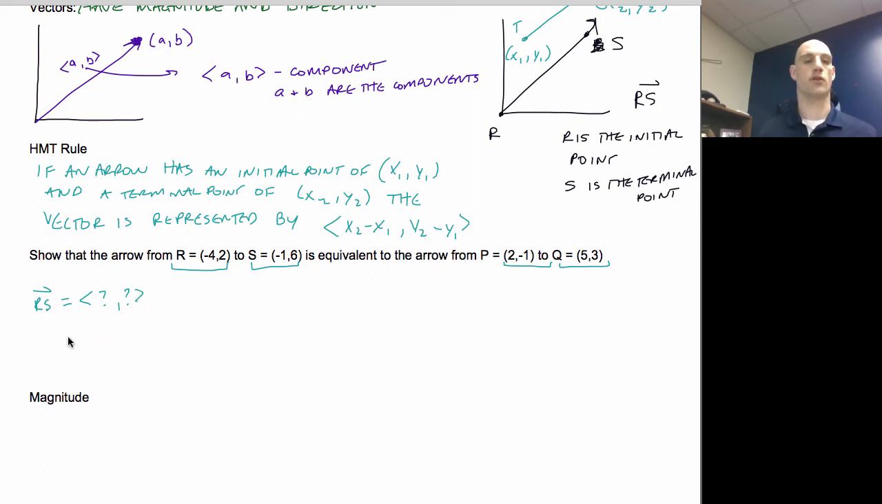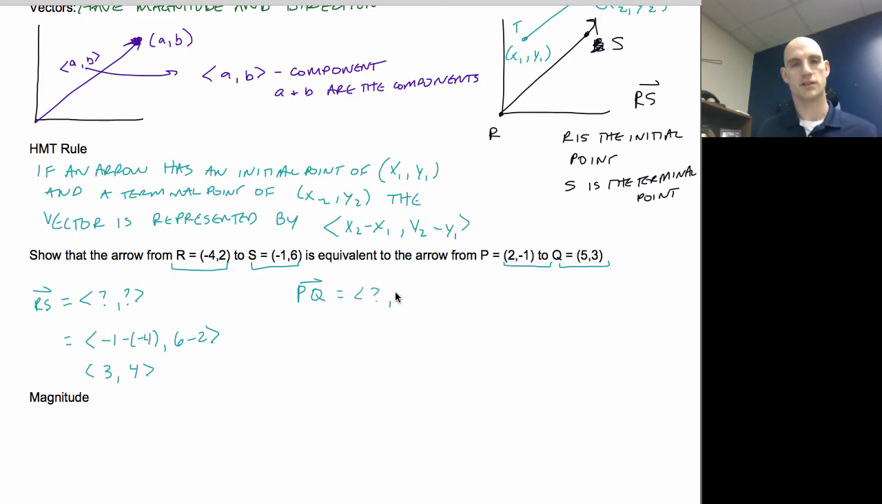What are its component forms? Well, in order to find that, we're going to do -1 minus -4, comma, 6 minus 2. And so that's going to give us 3, comma, 4. Okay, so it's going to go 3 right, 4 up.